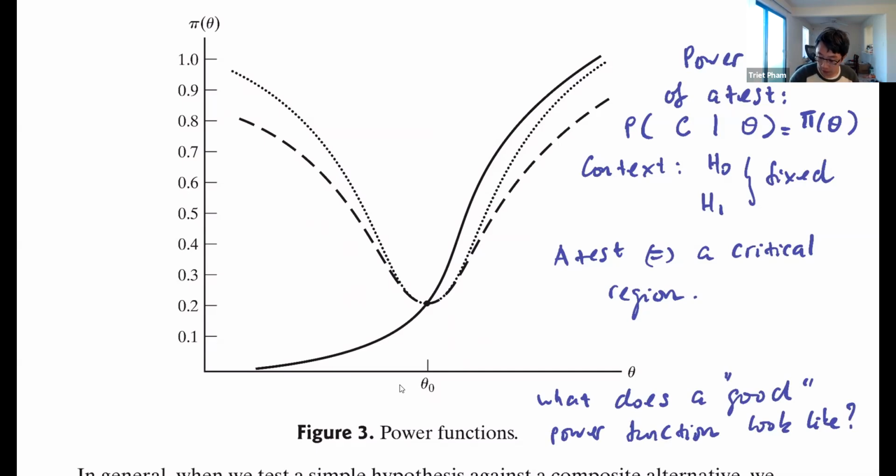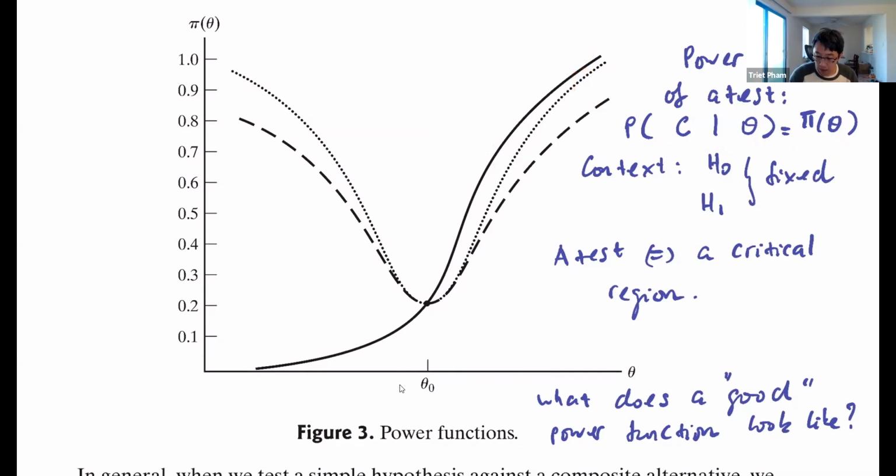If this is our power function, and suppose you can graph it, notice that this requires you to first come up with a C, a critical region. So these are three different tests with three different critical regions. Then you have to calculate these probabilities for different values of theta, and then plot them. Anyway, this work has been done for you, or this is just hypothetical.